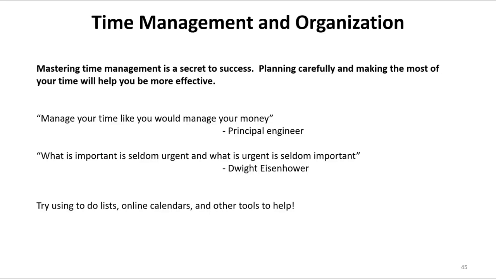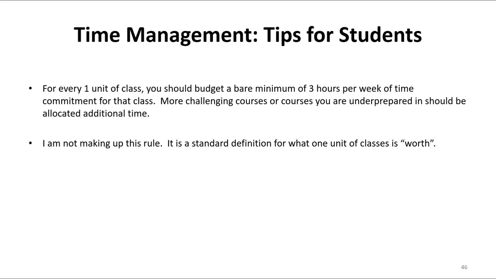Here are some very important tips, particularly for students. One of the biggest tips I share with students is the following. For every 1 unit of class, you should budget a bare minimum of 3 hours per week of time, just for that one class. So for example, if you're taking 12 units, that means you need to budget 36 hours per week for those classes.